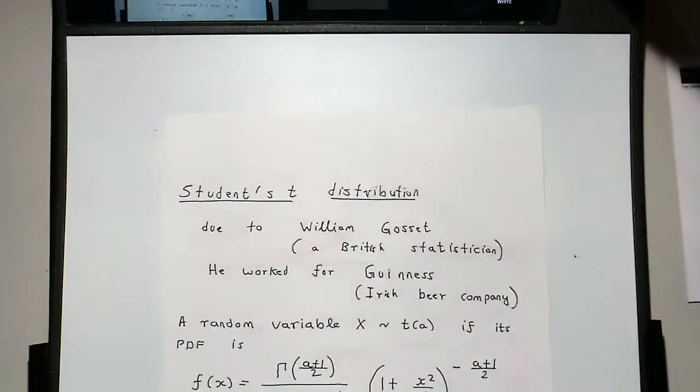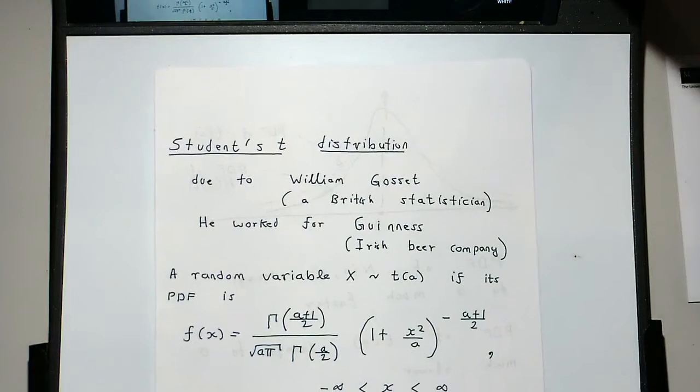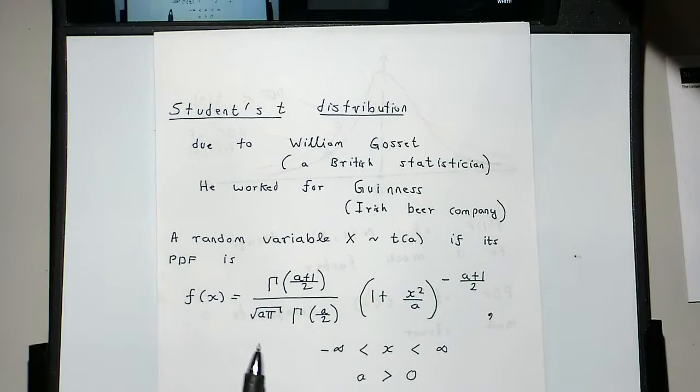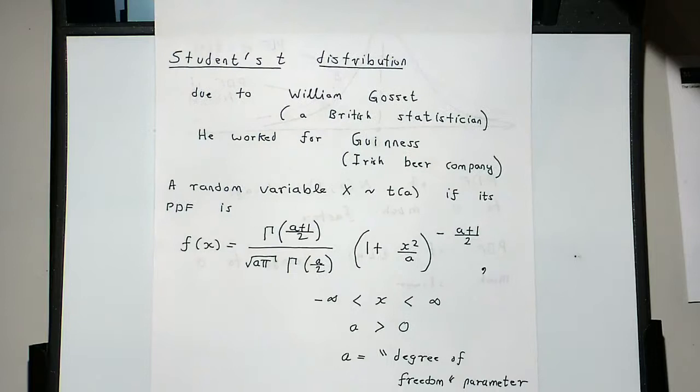Okay, guys. The last video I asked you guys to watch is the student's t distribution. The PDF is given by this formula here and is defined from minus to plus infinity. A is again a degree of freedom parameter, and it takes positive values, right?